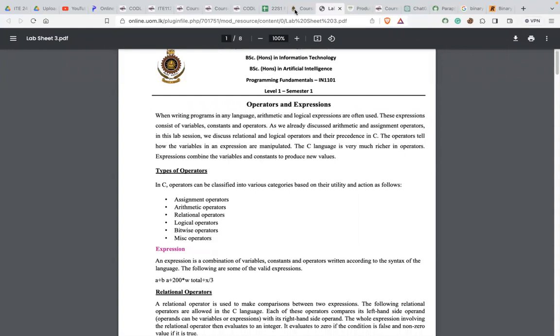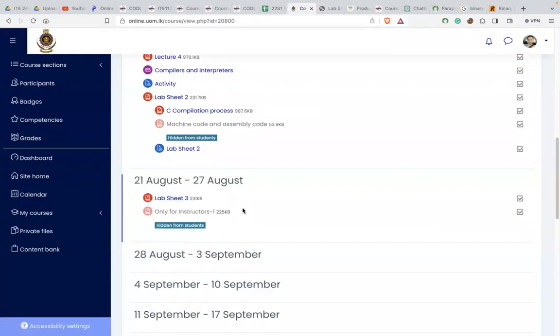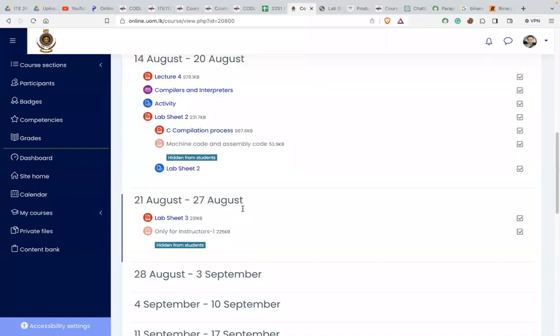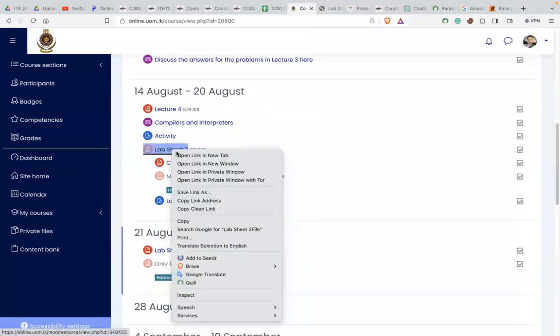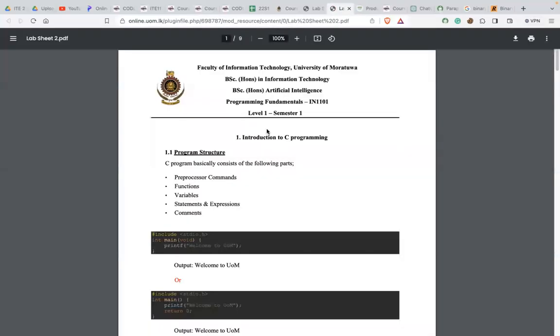Before we come to operators and expressions, does anyone have a question about the previous lab sheet, that means lab sheet 2? I think all of you uploaded the answers to Moodle. Does anyone have issues? Also, you cannot unmute. Is there an issue in unmuting? I think you can unmute your microphone, can't you? Sorry, I can't hear you. Now it's working, sir. Okay.